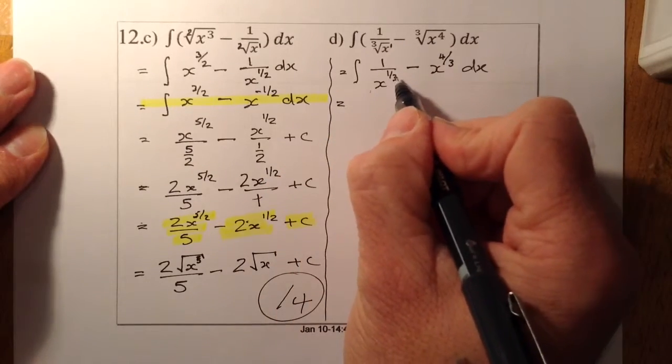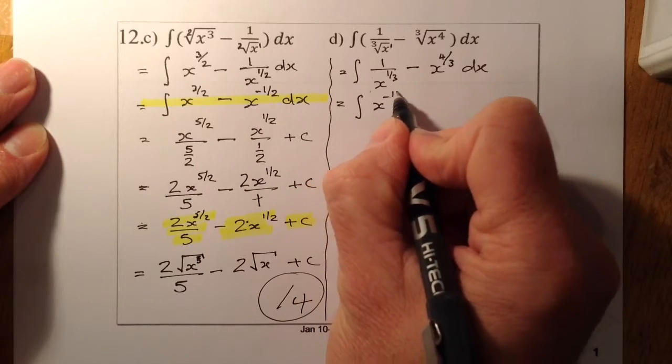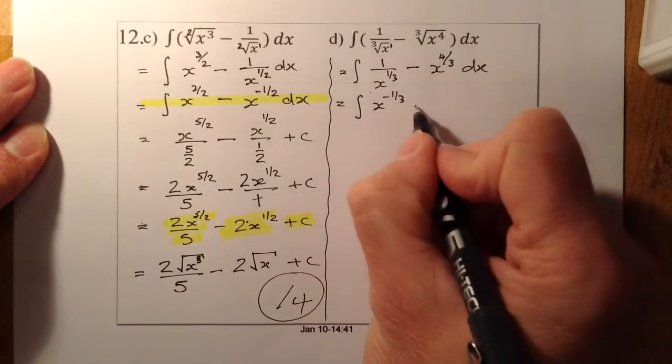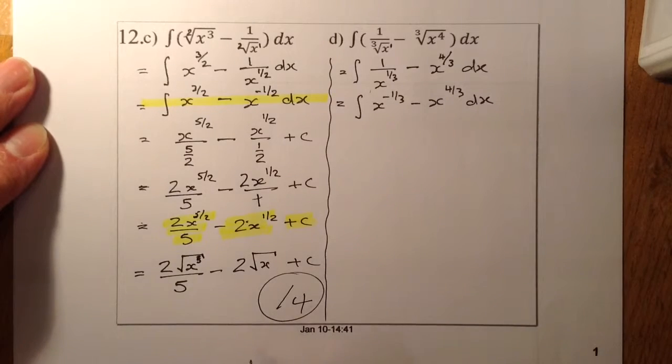Let's get this x to the power of a third to the top. What I'm going to do there is that will make it to the minus a third. x to the 4 over 3 with respect to x. So that's me got it in a form where I can now integrate it.